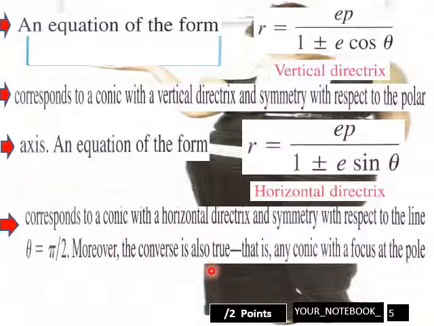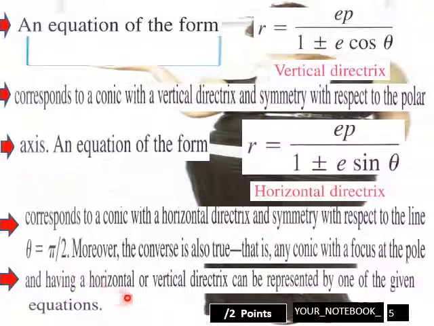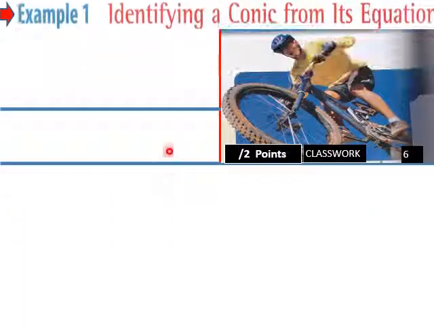Moreover, the converse is also true. That is, any conic with a focus at the pole and having a horizontal or vertical directrix can be represented by one of the given equations. So you know that with a horizontal, you have this situation here, and with a vertical, you have this situation here. With different trig functions, cosine is vertical and sine will be horizontal. And that'll tell you a lot right there, right up front.